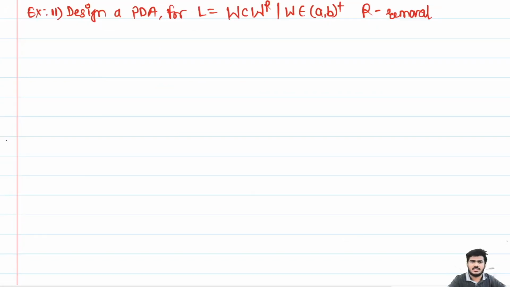So we have to design a PDA for the language. The language is given like this: W C W reverse, where W belongs to (a, b) closure. Okay, so we are using closure because we have to say that the length of W is greater than or equal to 1, that should not be 0. R is not removal, just a second. R means reversal.